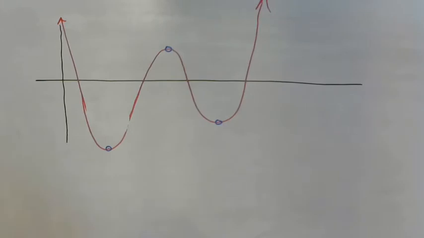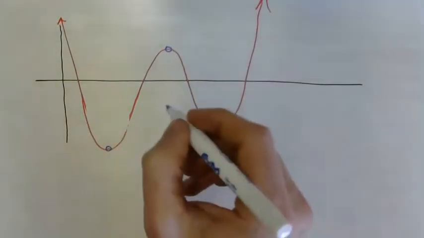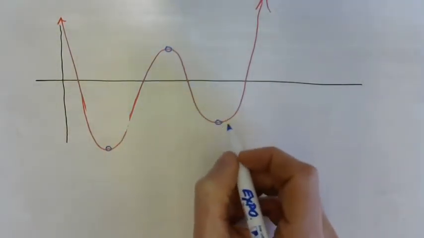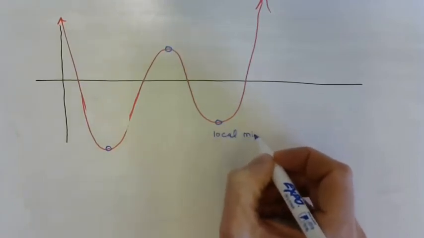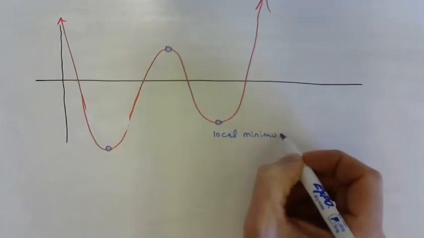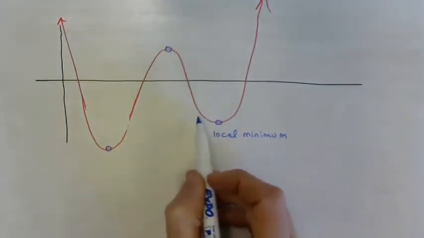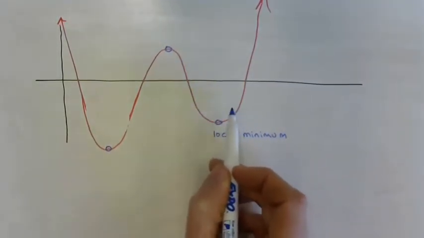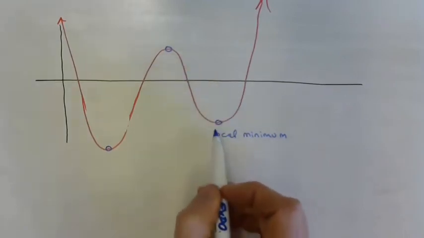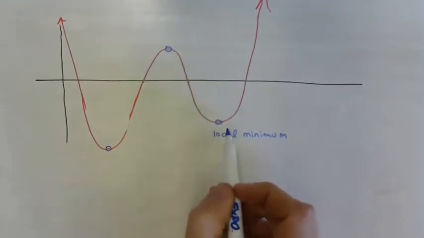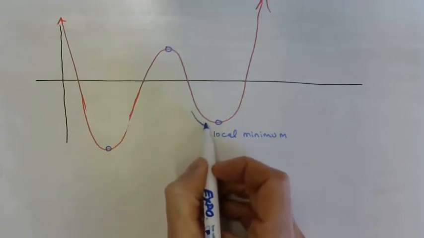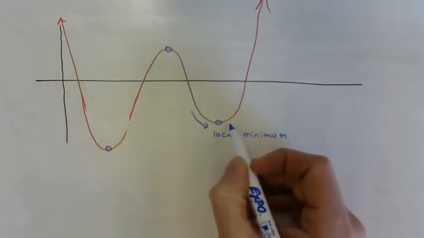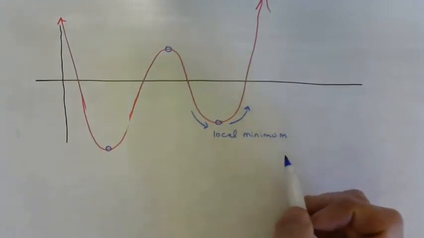Okay, we're going to just name all of these points. So this guy over here is called a local, this is review, I'm sure, local minimum. What's true? Well, in its vicinity, in the values of x closest to it, it's the lowest value of the function. What does that mean? Well, it means from the left, you're decreasing to that point. You hit that point, and then you begin to increase.